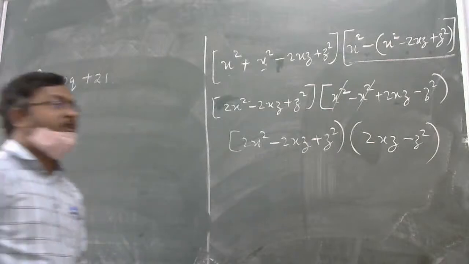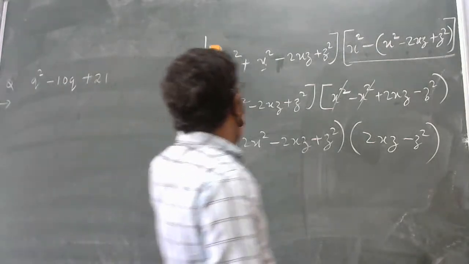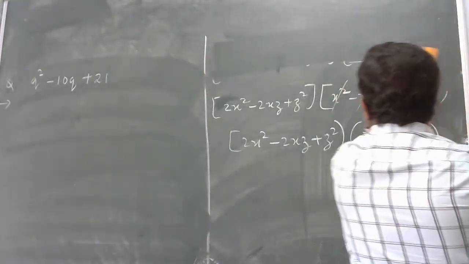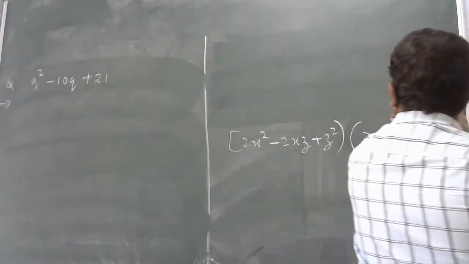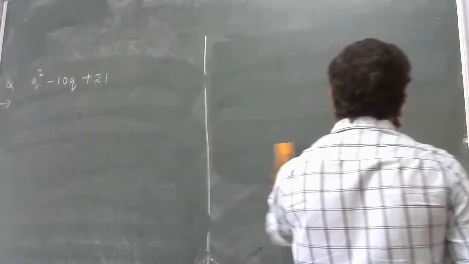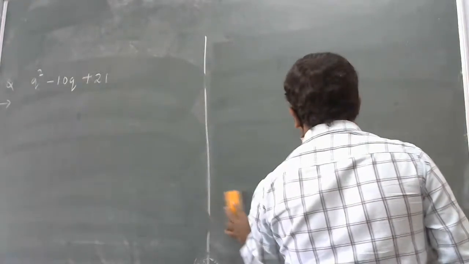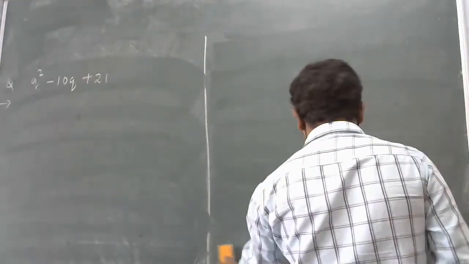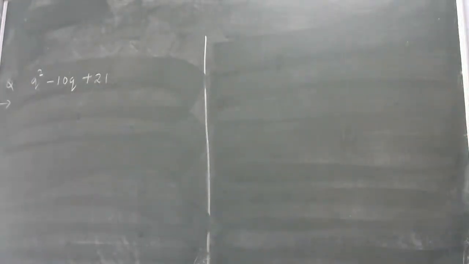q square minus 10q plus 21. So here we are having three terms. Can we use a plus b whole square? No, sir. A minus b. Yes, sir, a minus b. If you want to use it, the first term and last term you have to write as square of some number.